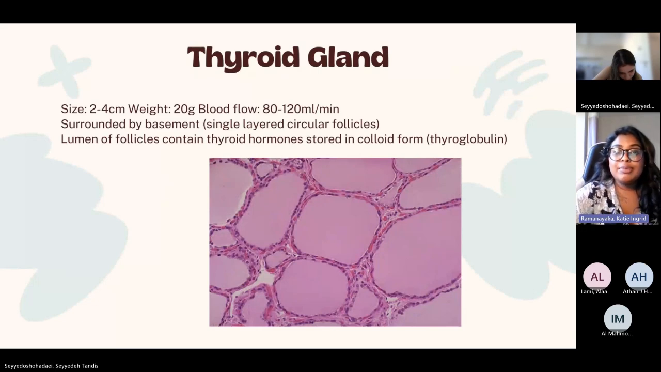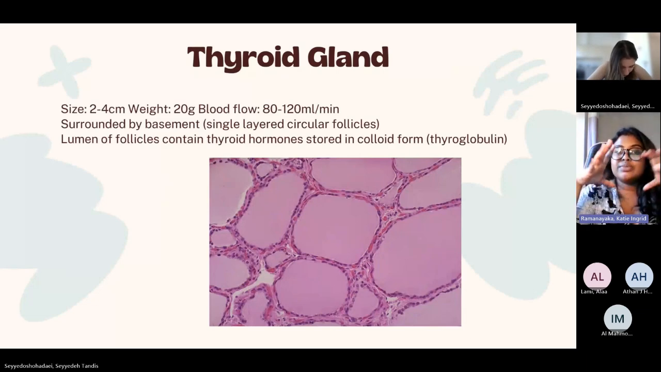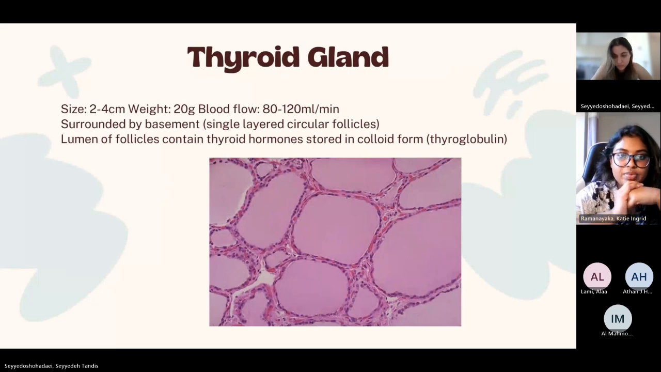It's surrounded by a basement layer. You should remember from histology, it's a single layer of cells with circular nuclei. Inside the lumen of these big follicles, it contains thyroid hormones stored in a colloid form, known as thyroglobulin. That is where all of the thyroid hormone production takes place. Next slide, please, Tandis.